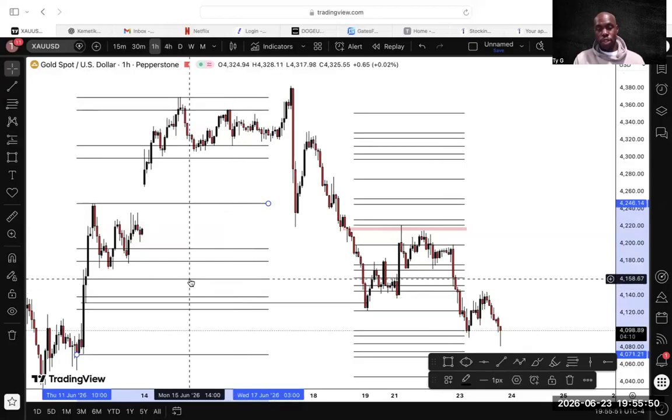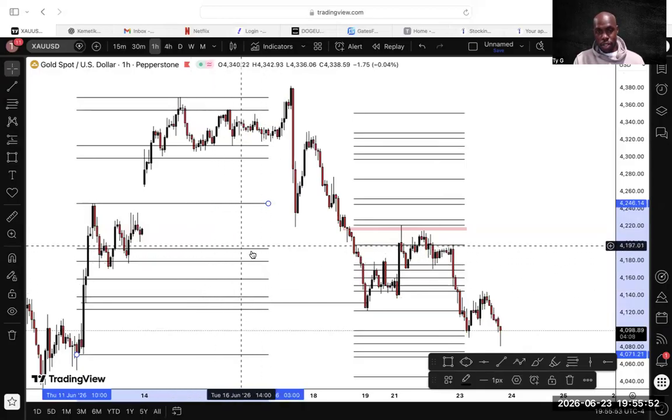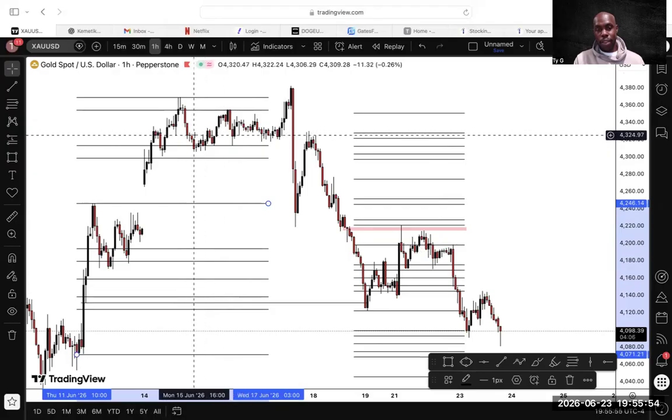Remember, this is your equilibrium. So you're always going to have a line that splits your zones. I don't have it up here because I ran out of things on my fib.